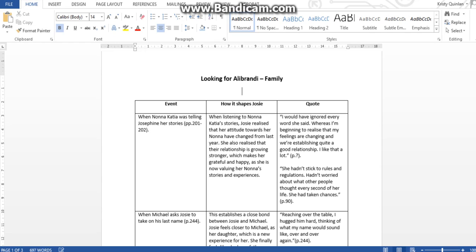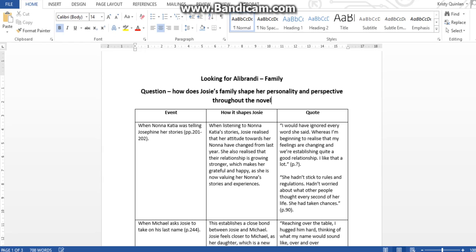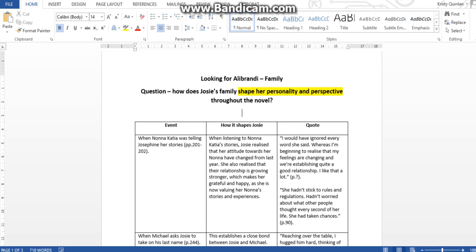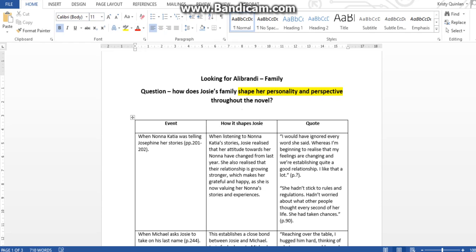So with the family question, it will be something like, how does Josie's family shape her personality and perspective throughout the novel? That's our question. So our main words are shape her personality and perspective. That's the question that we are answering. So each point in our response, we need to be coming back to that question. How does it shape her personality and perspective?